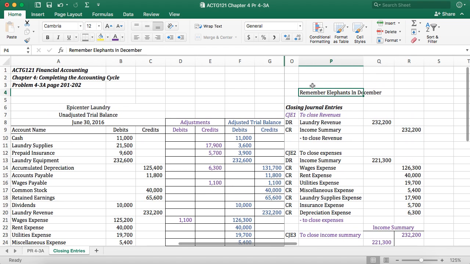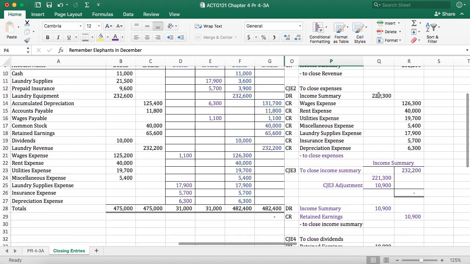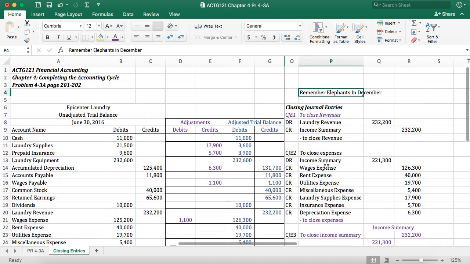So this is one way, just one way, to remember the order of closing. Remember, close revenue first. Elephants, close expenses next. In, close your income summary next. And December, close your dividends. Remember elephants in December. So those are your closing entries. Remember, you only do them once at the end of the year.